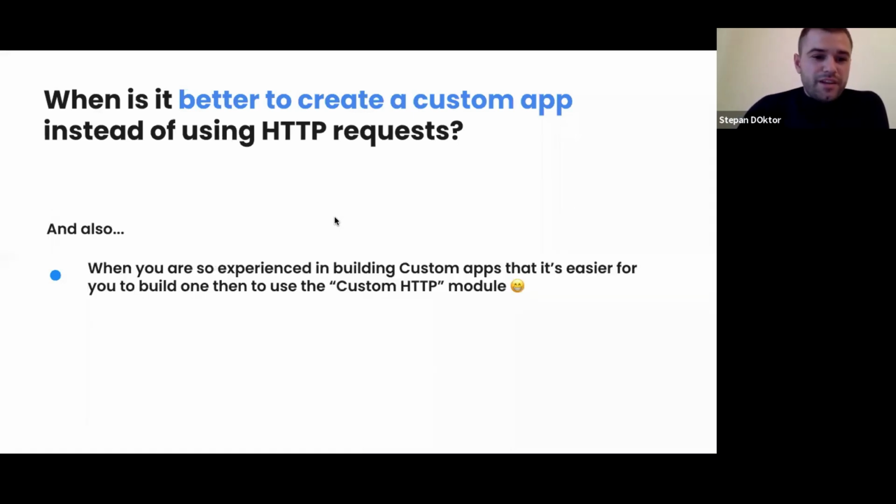And the last one: when you're so experienced in building custom apps, it's easier for you to build one than to use the custom HTTP module. I don't say that I don't use a custom HTTP module at all. I use it really often, but in most cases just to test some endpoint and that Integromat works well with that endpoint. But after I tested, I mostly create a custom app for it, because if it's a simple HTTP request, it's a really 5-minute setup. But for the future, I understand that if I need to do some customization, I will be able to do that in the custom app.